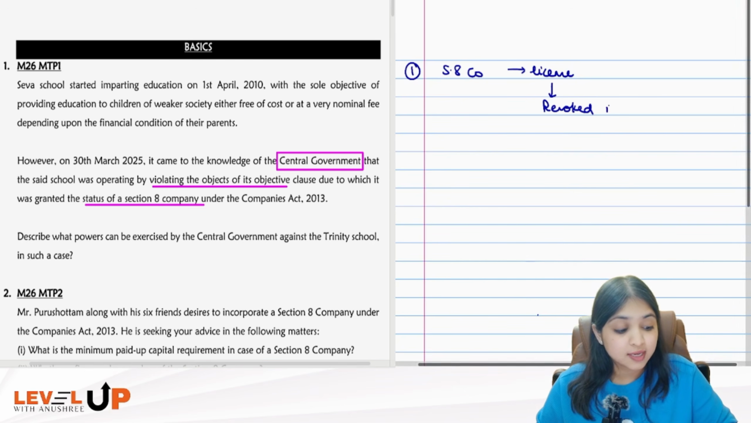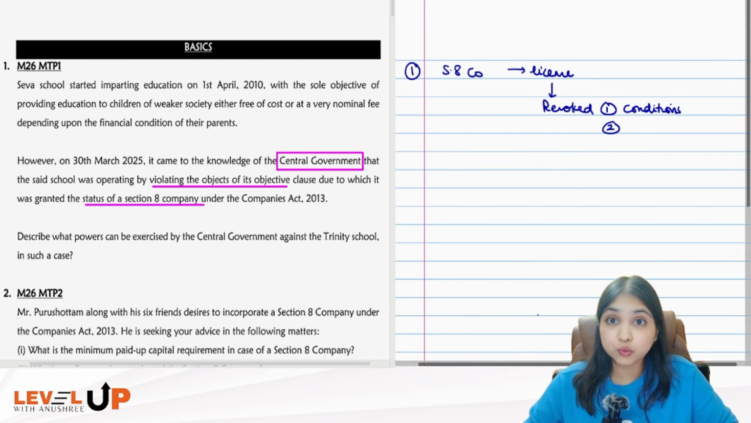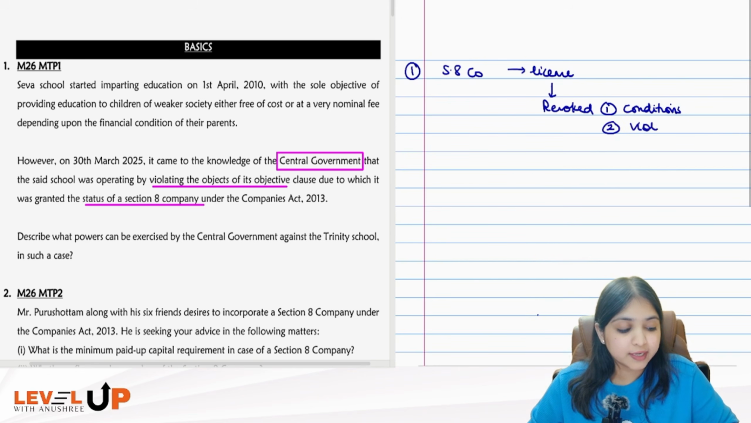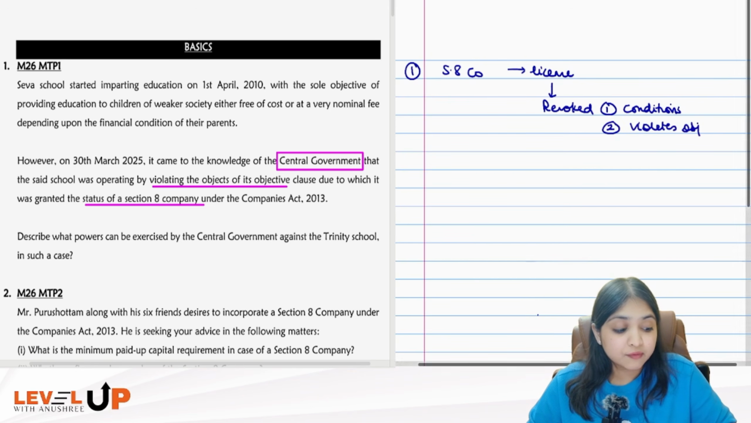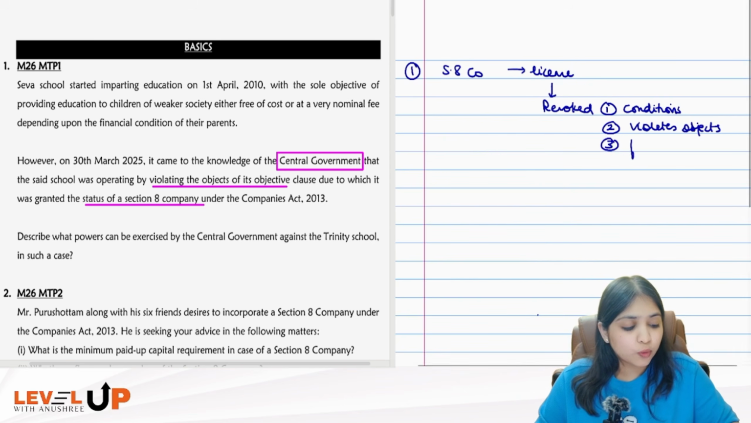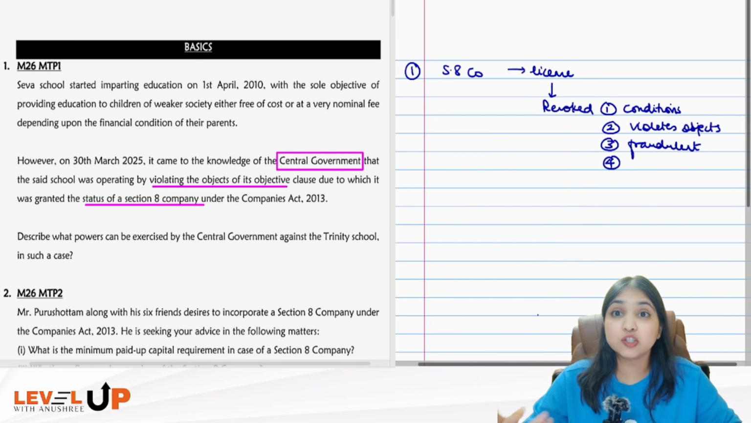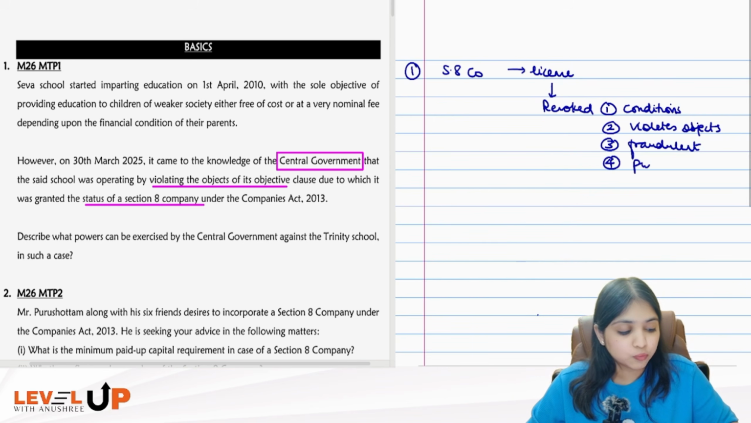There are 4 situations. Situation number 1, when the Section 8 company contravenes the conditions subject to which the license was issued. Situation number 2, when the Section 8 company violates its objects, basically if it starts doing activities with profit motive. Then number 3, when the Section 8 company does activities which are fraudulent. And lastly, when the Section 8 company does activities which are against the interest of the public. That is, the Section 8 company's affairs are prejudicial to public interest.